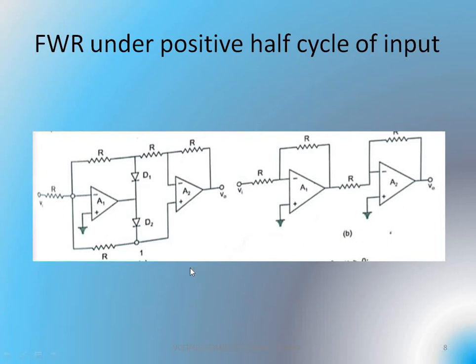During the applied positive half cycle, the previous circuit I have shown here, this diode will be on and this diode will be off. Due to this off condition, this entire portion is removed from this circuit. It means that this region is connected to the ground, and this input is processed via A1 and A2, which are connected by a resistor R.